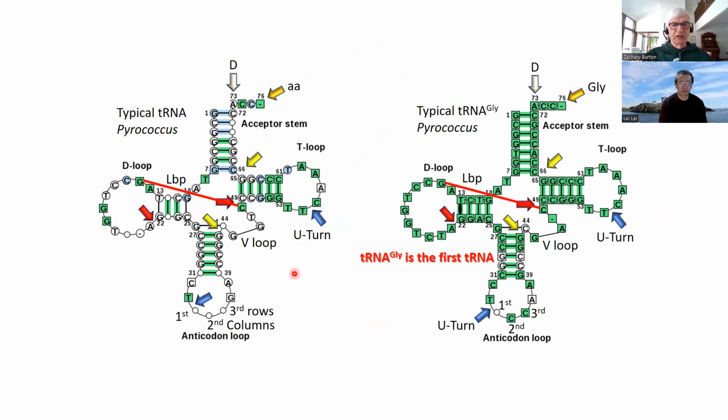Okay, these are called cloverleaf diagrams, and this is for an ancient organism, Pyrococcus. This is called a typical tRNA. It's like a consensus of all 46 Pyrococcus tRNAs. And this is tRNA glycine, encoding glycine. Glycine is the first amino acid encoded in the genetic code.